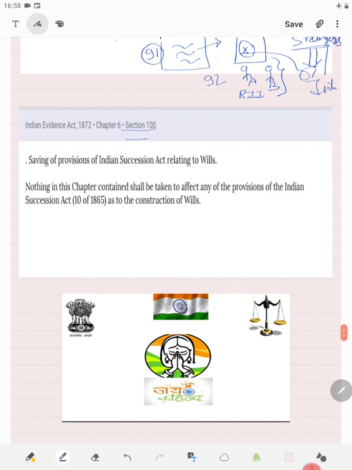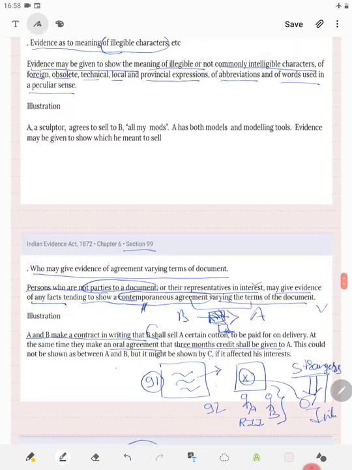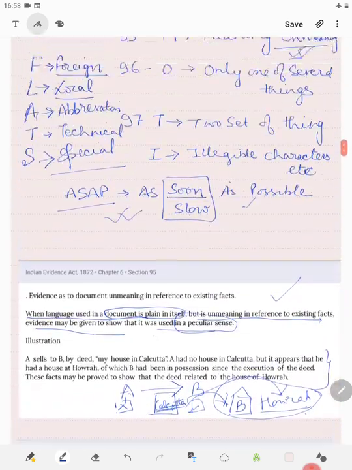Then section 100, the last section of chapter 6, says that nothing contained in this chapter shall be taken to affect any of the provisions of the Indian Succession Act as to the construction of wills. So when we are taking out the meaning of a will, nothing in this chapter will apply to it. It is actually a saving provision. So that's all as far as chapter 6 is concerned.